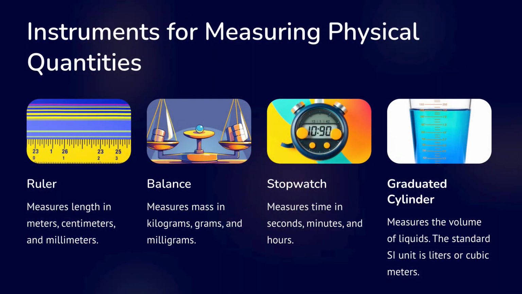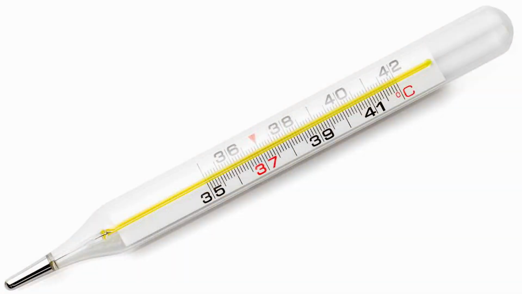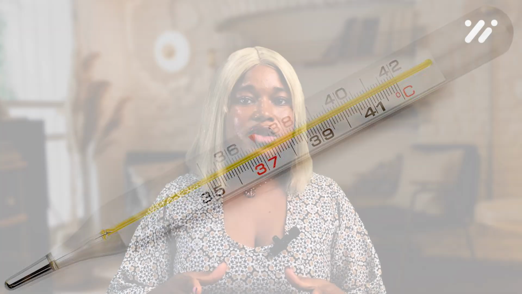We also have the stopwatch. A stopwatch is used to measure time. The standard unit is seconds. Graduated cylinder, used to measure the volume of liquids. The SI unit is liters or cubic meters. We also have the thermometer, used to measure temperature. The SI unit is Kelvin, but Celsius is commonly used as well. Each of these tools allows us to obtain accurate measurements for different physical quantities, and it's important to use the right tool for the right job.